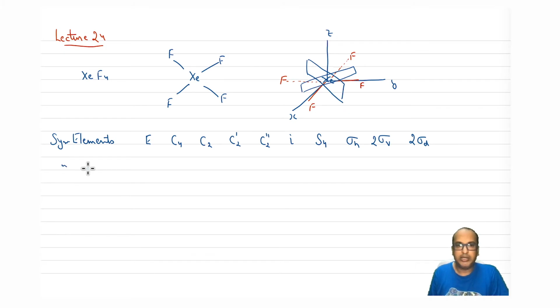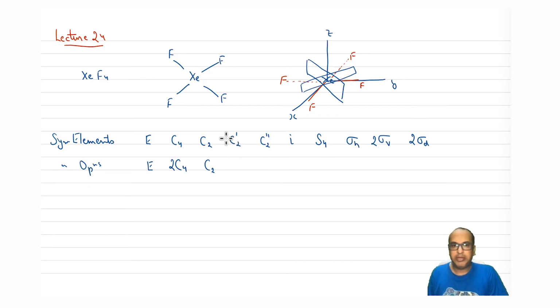Okay, so now that we have listed all the symmetry elements, I'm not calling them group elements. Now let's look at the symmetry operations present in this. So E will give you one operation, C4 will give you two operations, C4 and C4 cubed, because C4 squared will be C2. C2 will generate only one operation because C2 to the power 2 will be E.